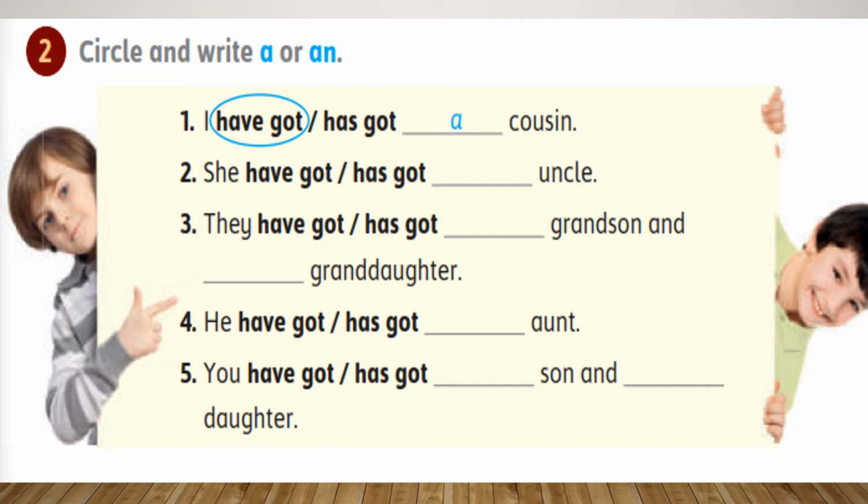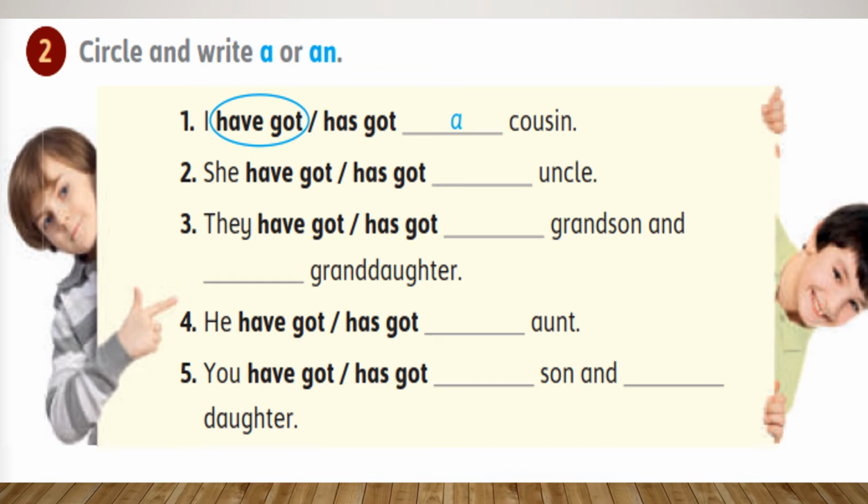If any noun starts with one of these letters, we should use an in front of it if it is singular. But for any other word that does not start with a vowel, we use a instead. All right. Number 1, as you can see, is done for you. I have got a cousin. Why do we use a here? Because the word cousin doesn't start with a vowel. It starts with a consonant, which is C.